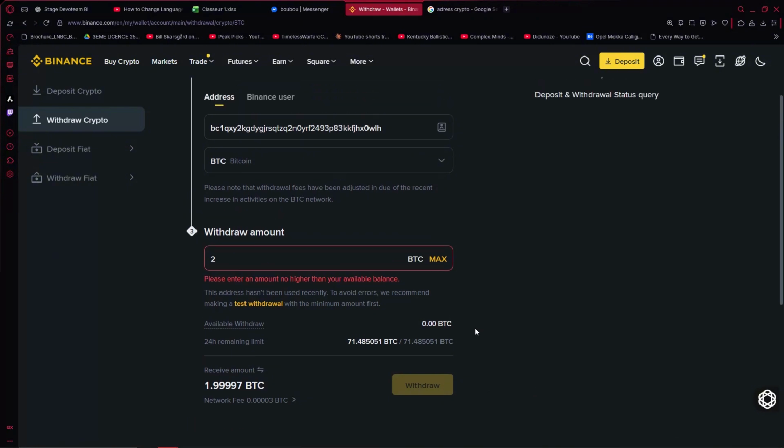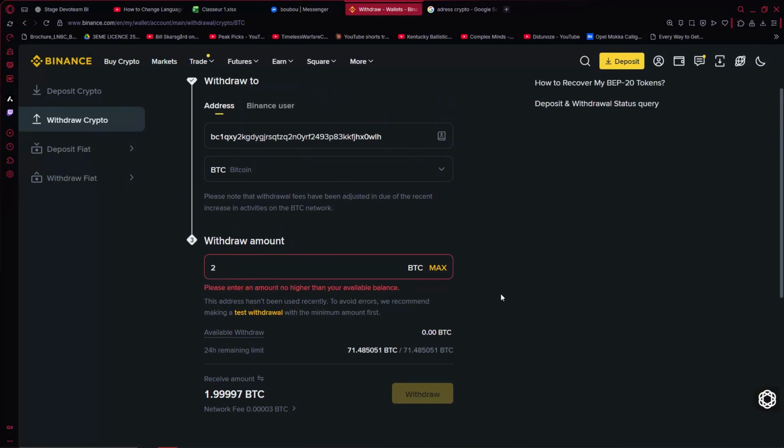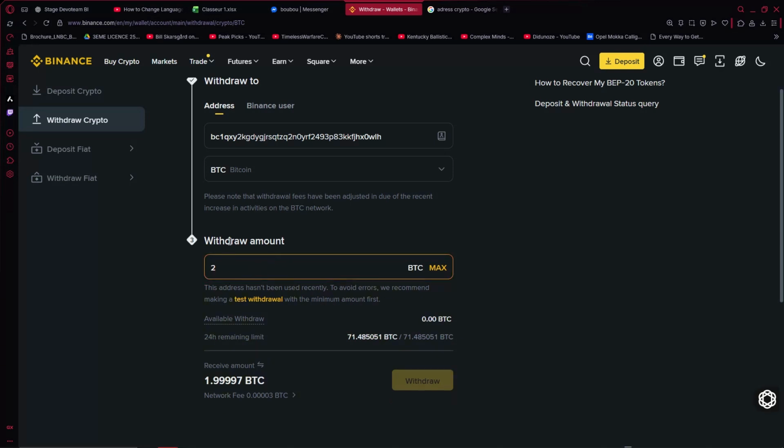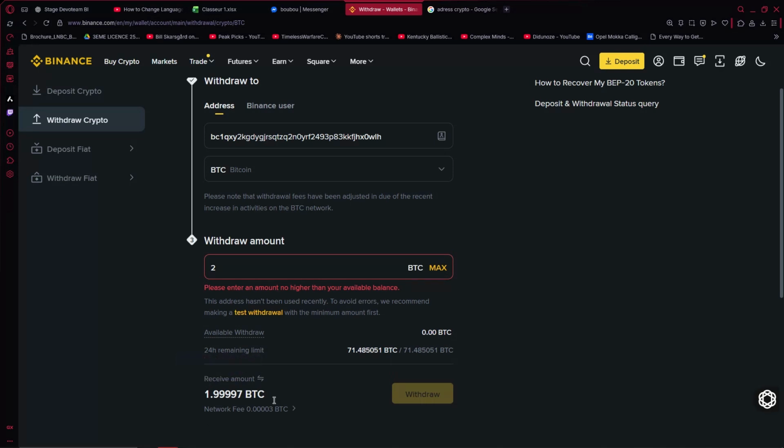So the idea here is that the network fees, also called gas fees, are basically fees you pay to keep the blockchain alive, to pay the network fees, the servers, etc. So here, if for example I want to withdraw, let's say, 2 bitcoins, I will have to pay a network fee of 0.00003 bitcoin, and I will not receive the full 2 bitcoins here.